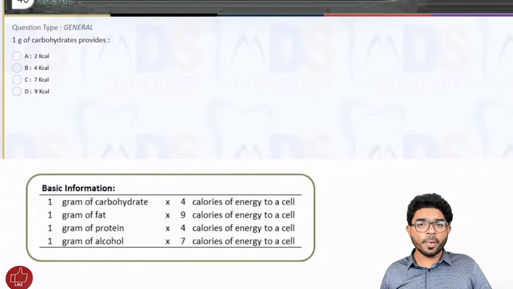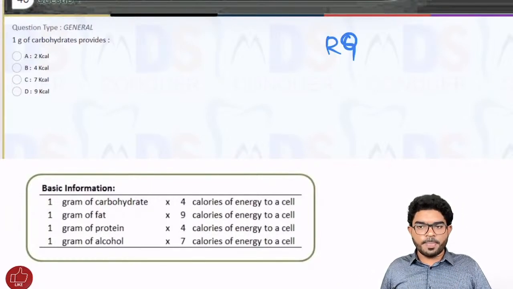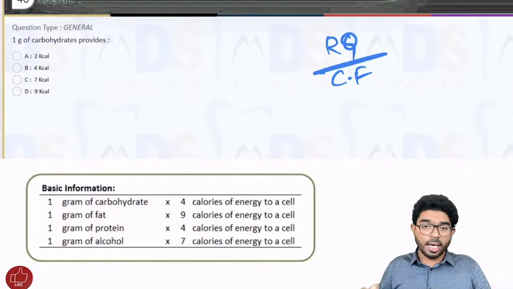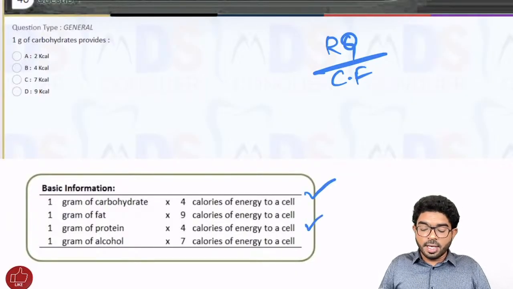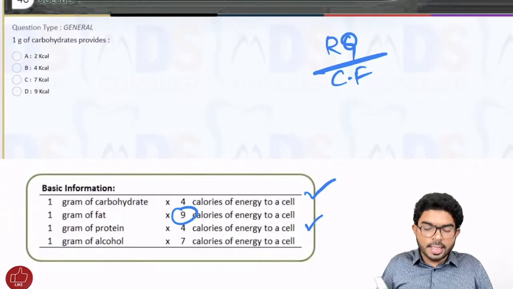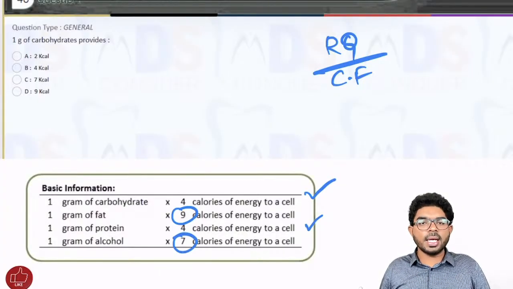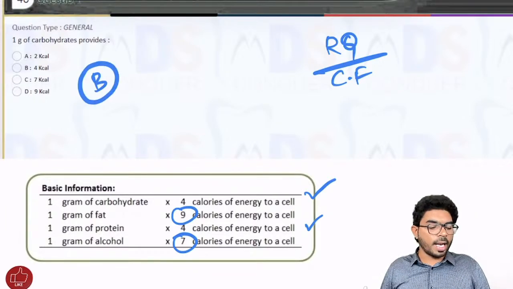Now, 1 gram of carbohydrate provides, they're asking the calorific value. This also we have discussed. I have discussed two values. One is the RQ value, that is called the respiratory coefficient value. The second one is calorific values, which I discussed in the class, and I hope you have done it. So the calorific value of carbohydrate is 4, protein is 4, fat is going to be more. That is the reason why whenever you want to burn fat, you go to the gym. It requires more calories to burn 1 gram of fat, and alcohol is 7. Now the question is, 1 gram of carbohydrate is going to provide you option B, 4 kilocalories.